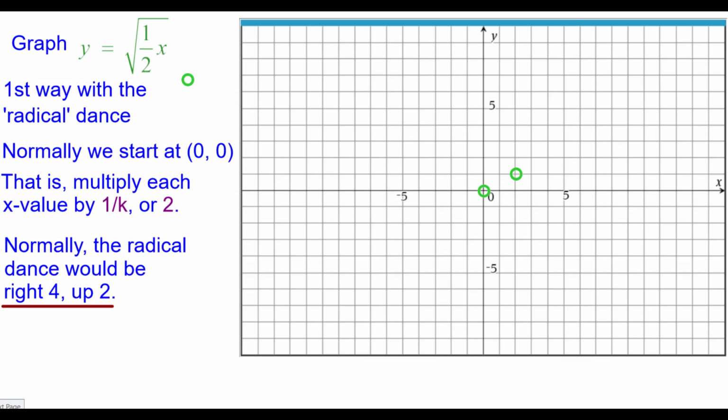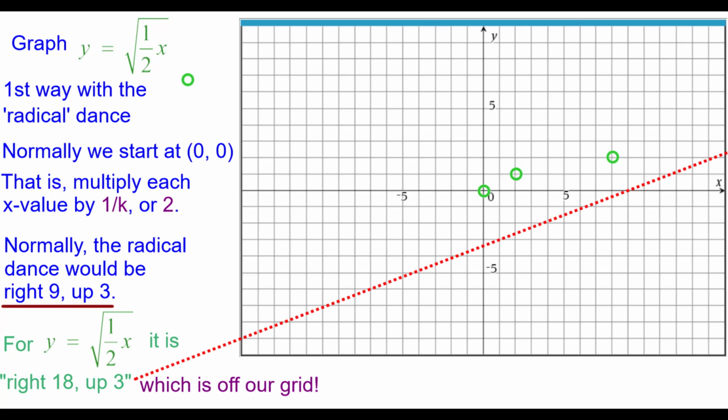Normally the radical dance would be right 4 up 2, but then for this function it's going to be right 8 up 2, because 2 times 4 is 8, and the y coordinate stays the same, so right 8 up 2. Right 9 up 3 would be next, but for ours it will be 18 up 3, 2 times 9 is 18, and you can see this is pretty much off our grid there.